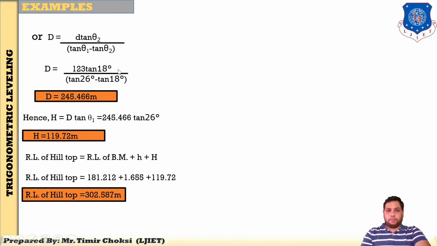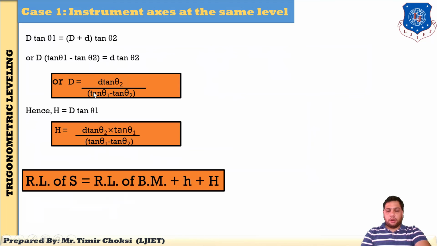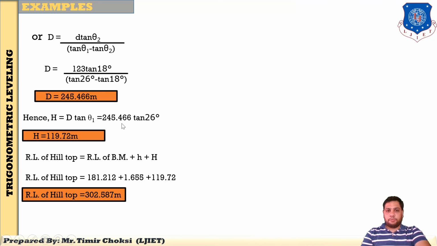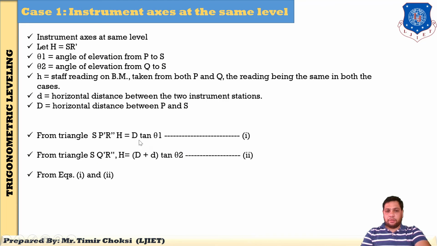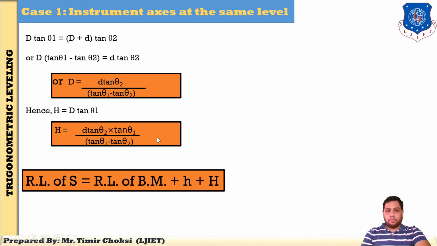So you have already derived the equations for capital D, H and RL. So directly put in the equation: D equal to small d tan theta 2 divided by tan theta 1 minus tan theta 2. So small d is 123, tan 18 degree, theta 2 is 18, divided by tan 26 degree minus tan 18 degree, and you get the answer of D. Then, after getting capital D, you put the value in the equation for H. So you directly put the value in the equation H equal to D tan theta 1.